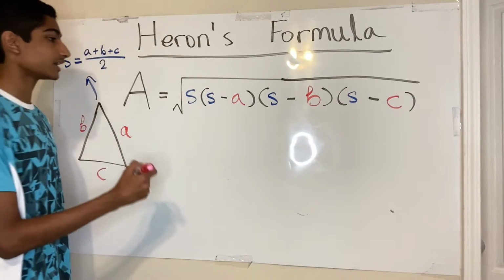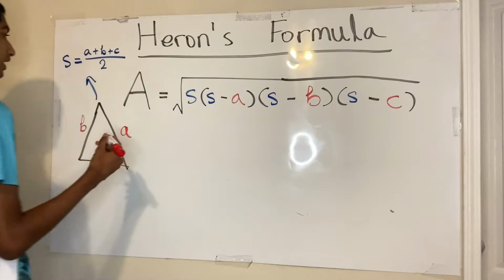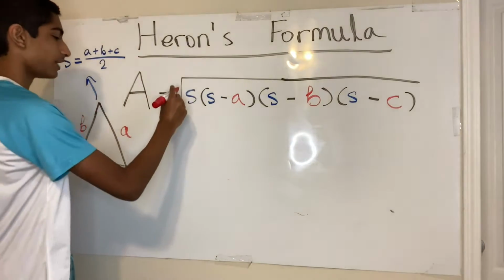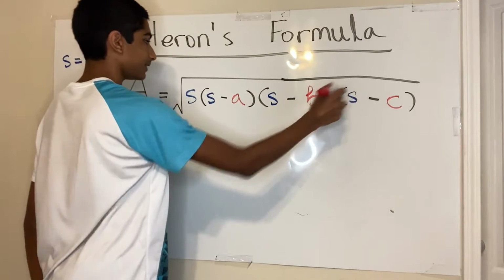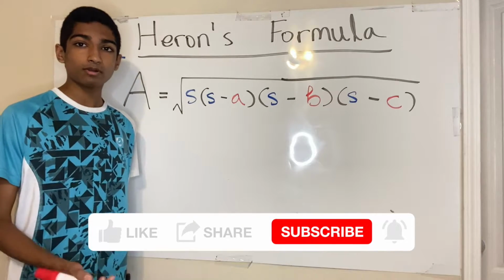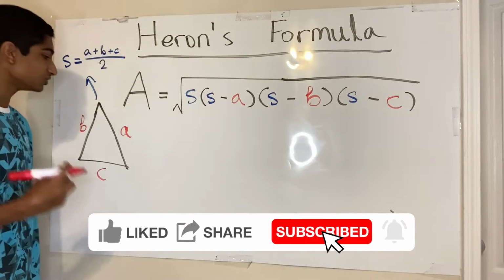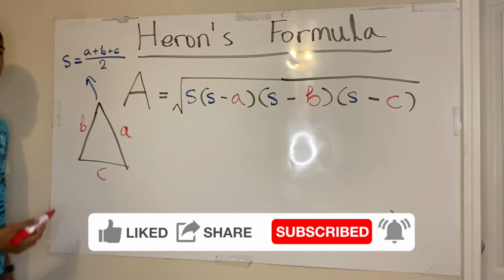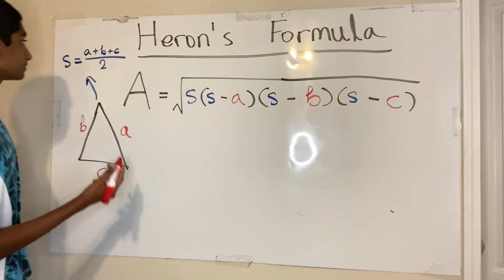Okay, let's take a look at the second formula we have here. This formula is called Heron's formula. And basically it says that the area is equal to the square root of s times s minus a times s minus b times s minus c. So this formula and the previous formula both work for any type of triangle, which is the beauty of it. So we can find the area of this triangle if we're just given the sides. And like I said before, s stands for semi-perimeter, which is basically half the perimeter.